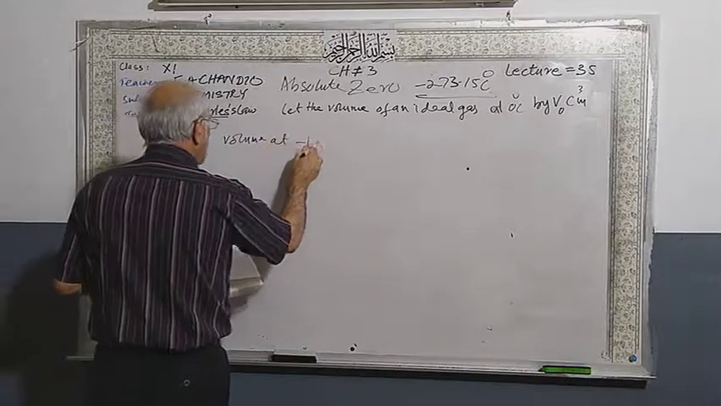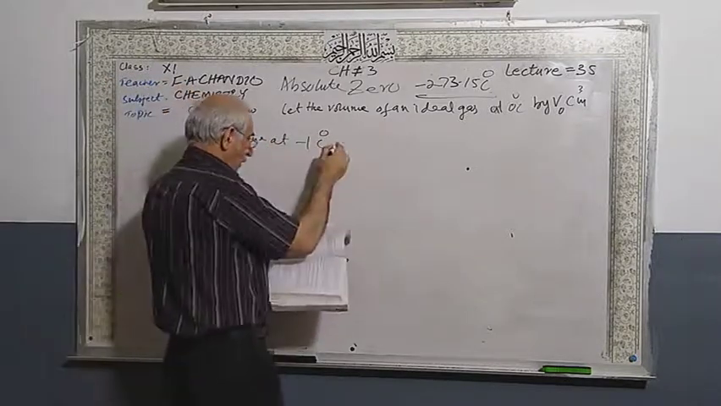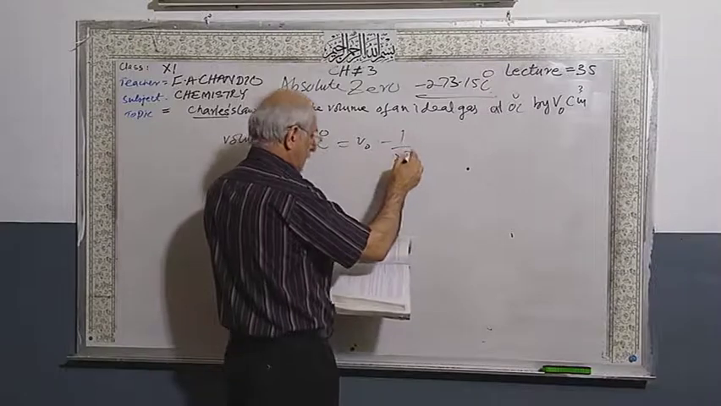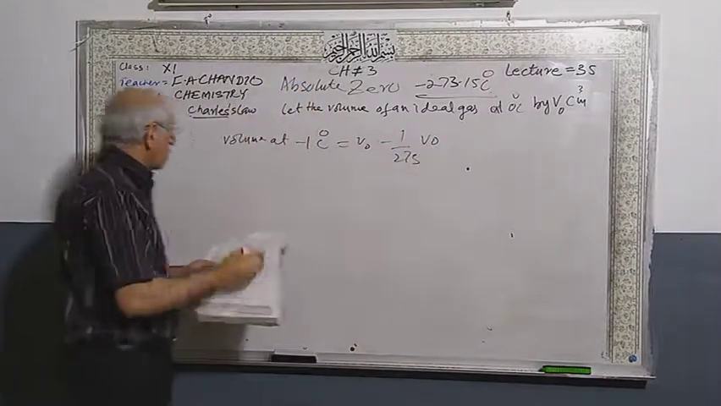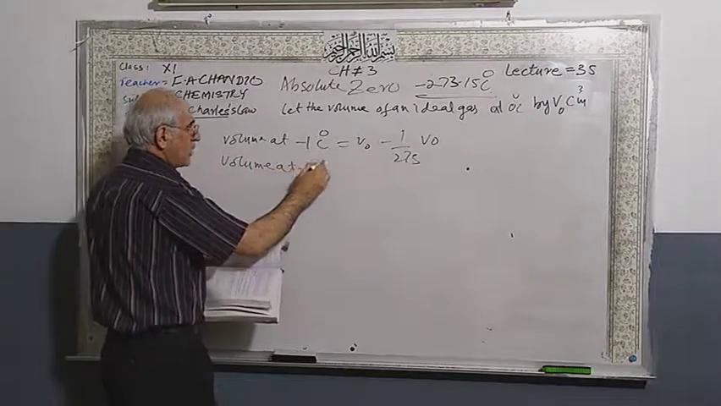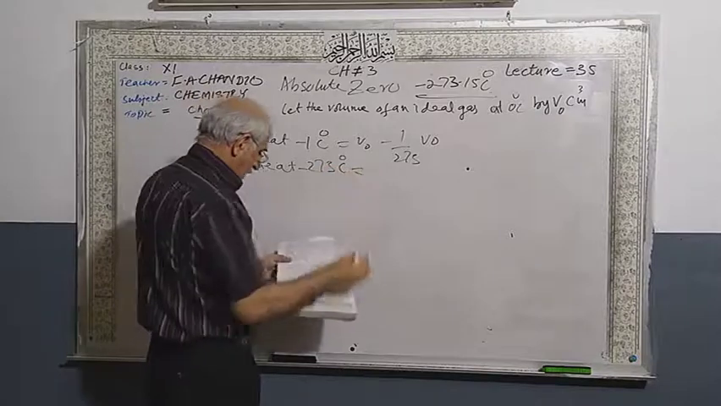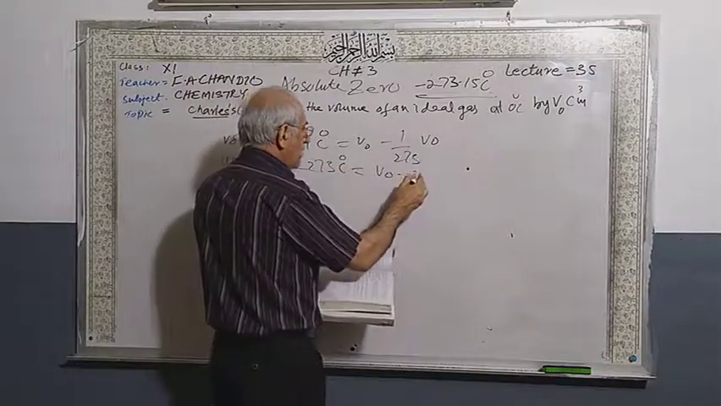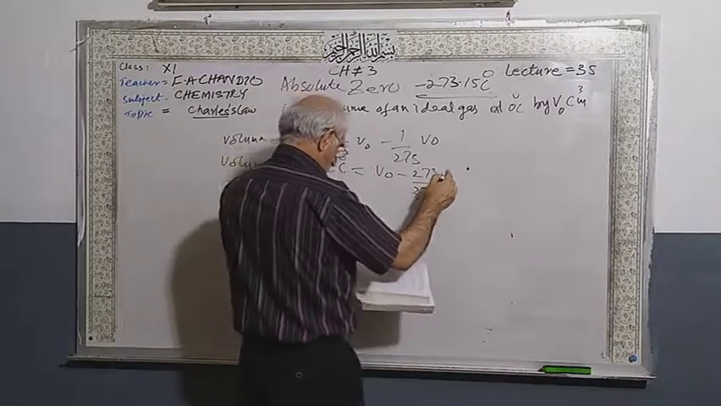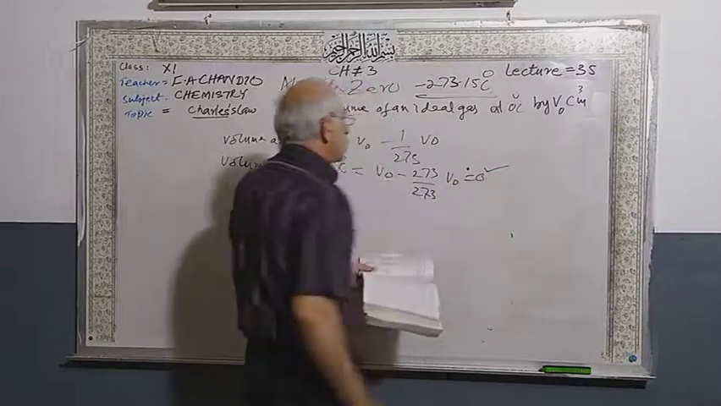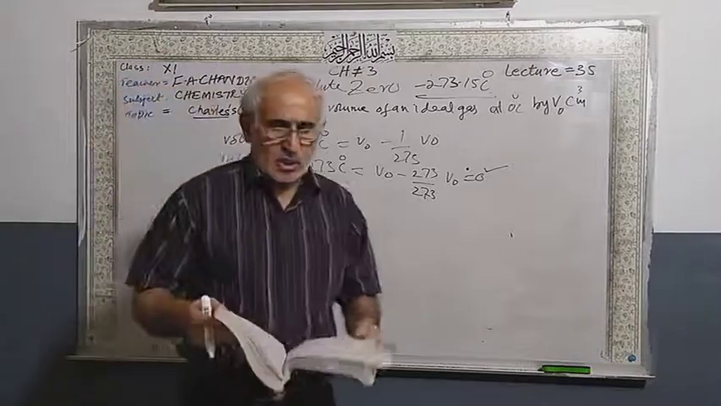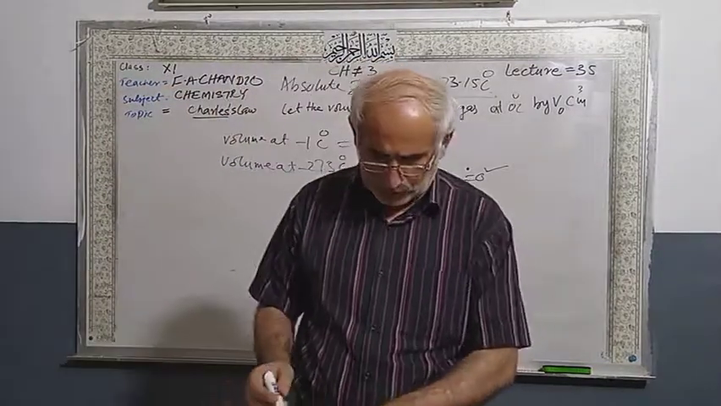Volume at minus 1 degree centigrade will be equal to V naught minus 1 over 273, like this. And volume at minus 273 degrees Celsius will be equal to V naught minus 273 divided by 273. V naught is equal to 0. So this is called 0 Kelvin. Exactly 0 Kelvin we call our absolute zero.